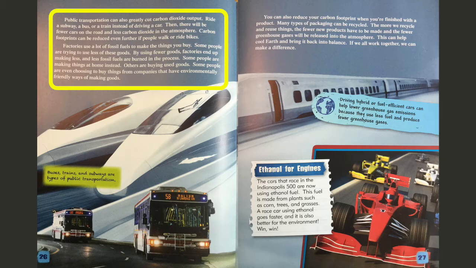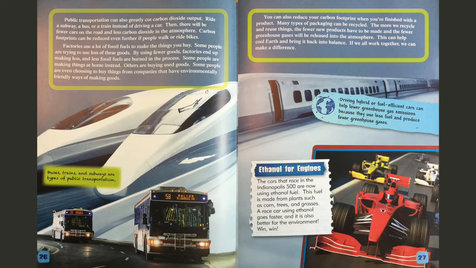Factories use a lot of fossil fuels to make the things you buy. Some people are trying to use less of these goods. By using fewer goods, factories end up making less and less fossil fuels are burned in the process. Some people are making things at home instead. Others are buying used goods. Some people are even choosing to buy things from companies that have environmentally friendly ways of making goods. Buses, trains, and subways are types of public transportation.